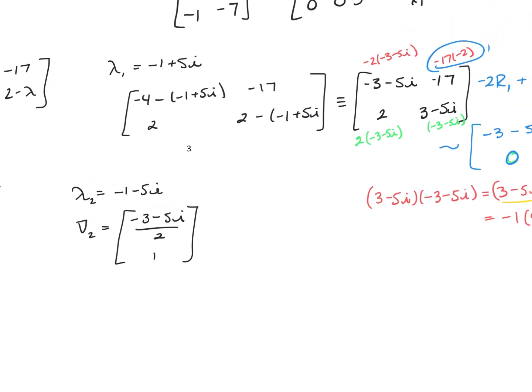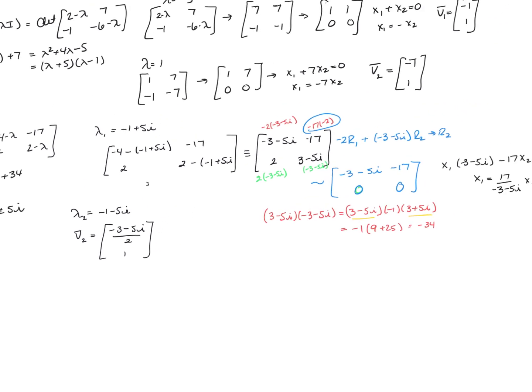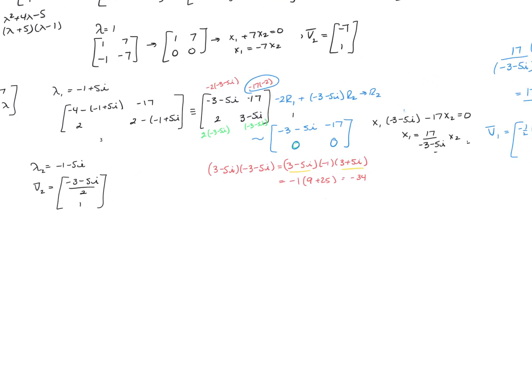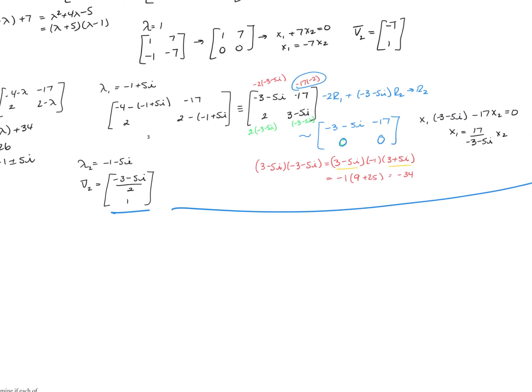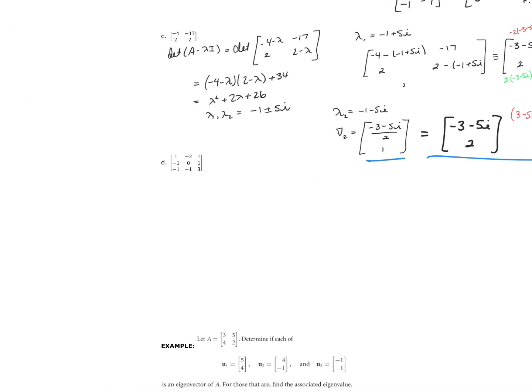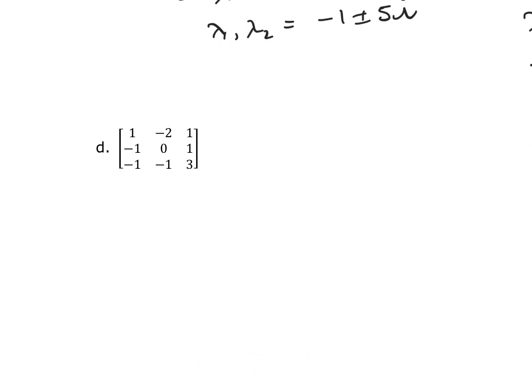Now, if I don't like these fractions from my eigenvectors here and here, these two, I can multiply by 2 because I have that scalar. So if I don't like to see that 1/2, then I can just rewrite this as negative 3 minus 5i and then the 2 in that position. I'm good either way. Now, let's take a look at D.